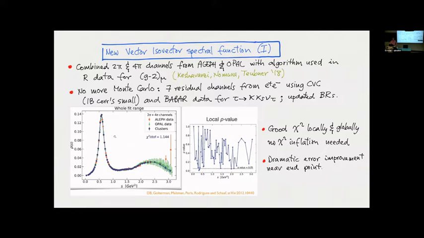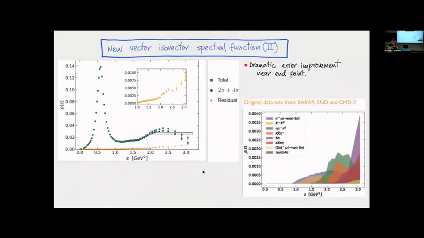On the right-hand side here, you see the value of the local p-value, bin by bin, and all the chi-squares are good, okay? And what you see is that there is a dramatic error improvement near the endpoint here in this region. Again, the same spectral function, where you see the total result in the green points. The blue points are the dominant channels, 2 pi plus 4 pi, and yellow is the residual, okay? On the right-hand side, what you see is that indeed all the residual channels basically pile up near the endpoint.